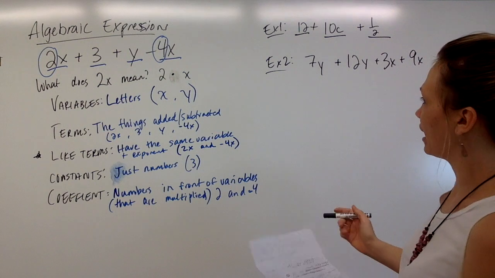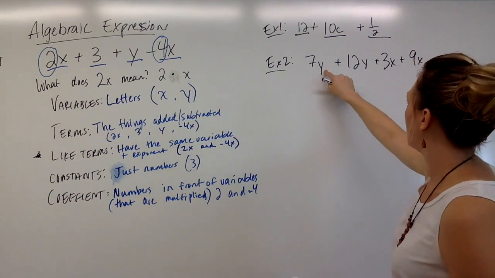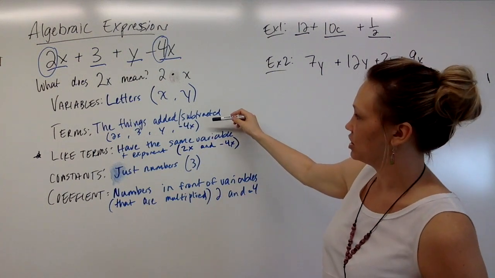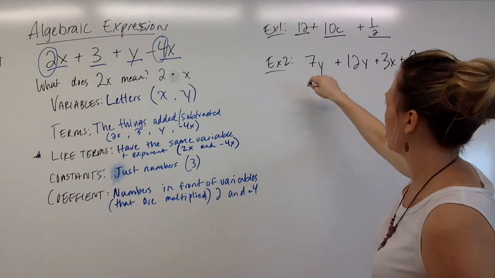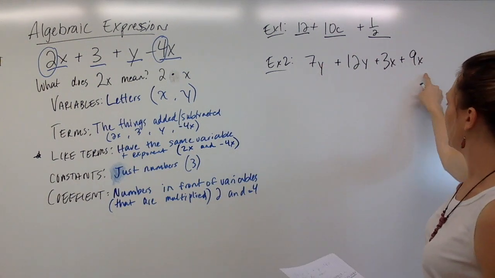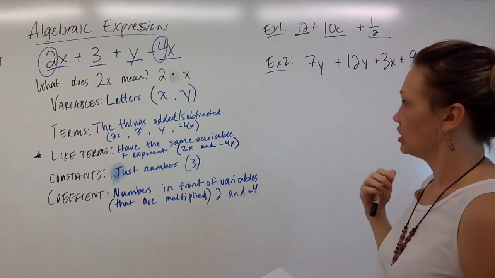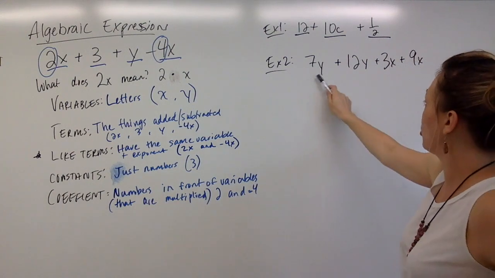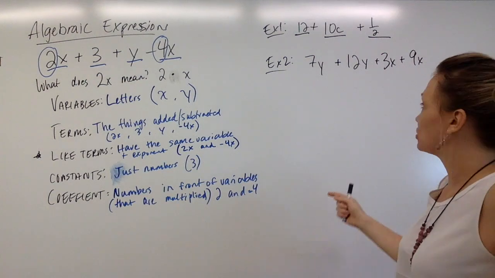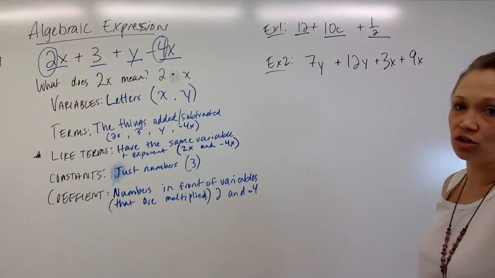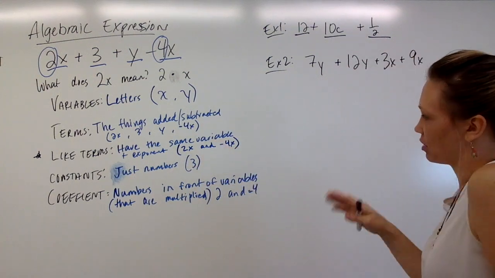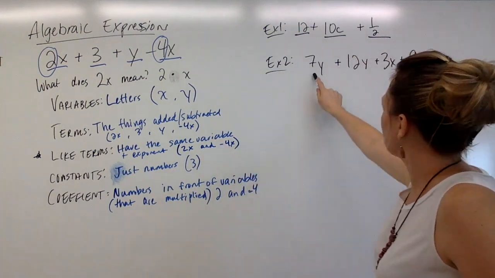All right, if you're coming back, my variables, I have 2, y and x. I have those 2 options in my algebraic expression. Terms, things being added and subtracted. 7y, 12y, 3x, 9x. 4 things, 4 terms. What are like terms? These both have y's, so they're like terms. 7y, 12y are like terms. 3x and 9x are also like terms, okay, because they have the same variable, and that variable, we'll talk about exponents in a second.